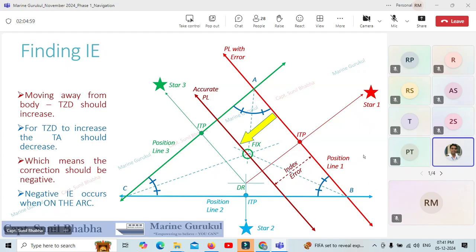Your doubts now, beta? Sir, is this index error method also applicable for the triangle contained within 180, sir? Any triangle, beta, any scenario, this is applicable to all. Okay, sir.